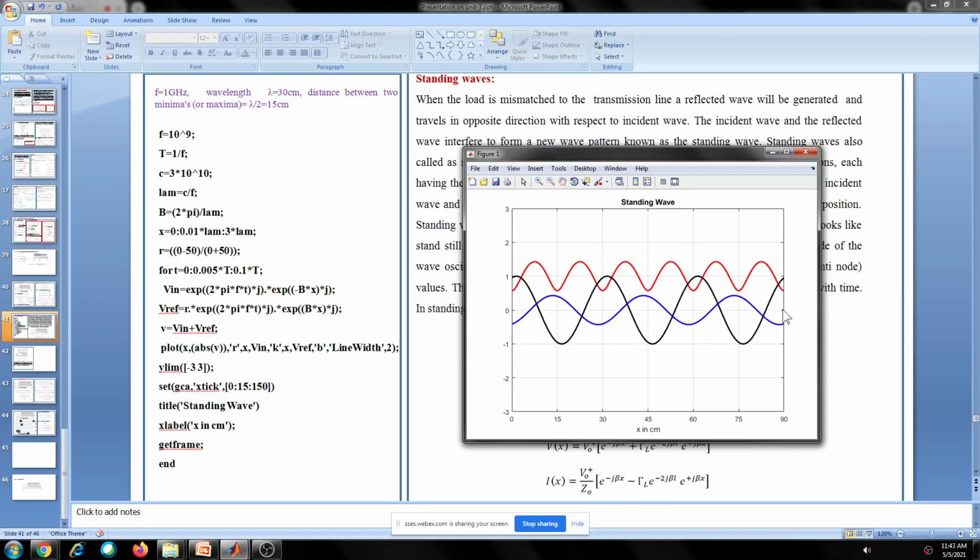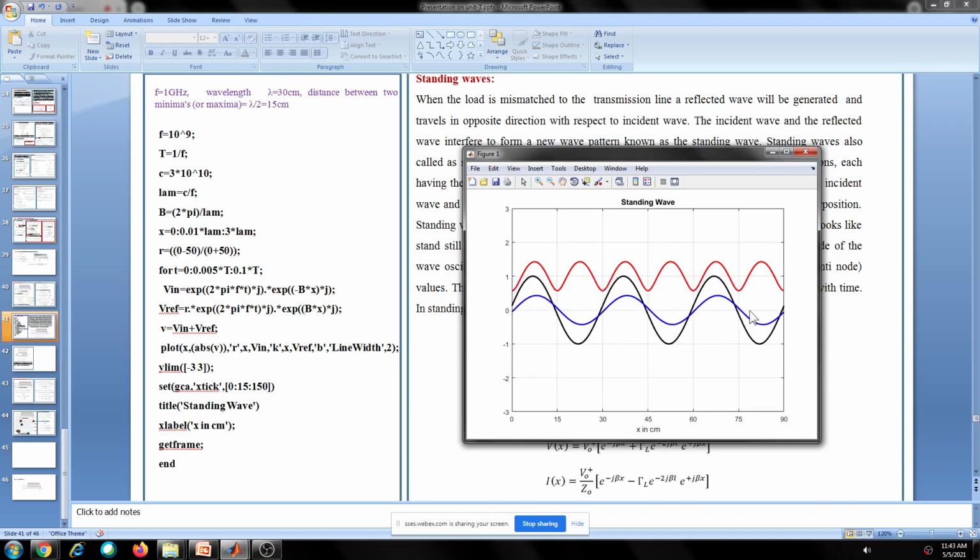So this is the load point. As you move like this, we come across different values of voltage. The voltage increases and reaches a maximum, this is called the maximum position, and then it decreases and reaches a minimum value, that is called the minimum position. And that pattern repeats like this over the line.